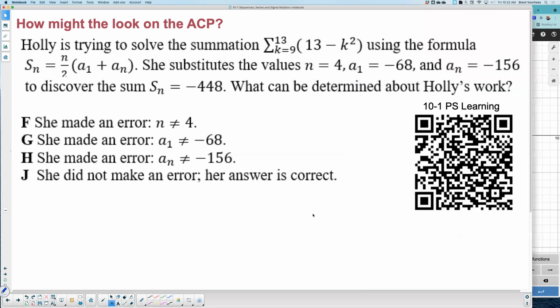No. So the sum is supposed to actually be, what was that, -550? -550. Okay, so is her answer correct? No. So the correct answer is not J in this scenario. Her answer is not correct, it's incorrect. So one of these things has to be wrong. How would you find the first term?